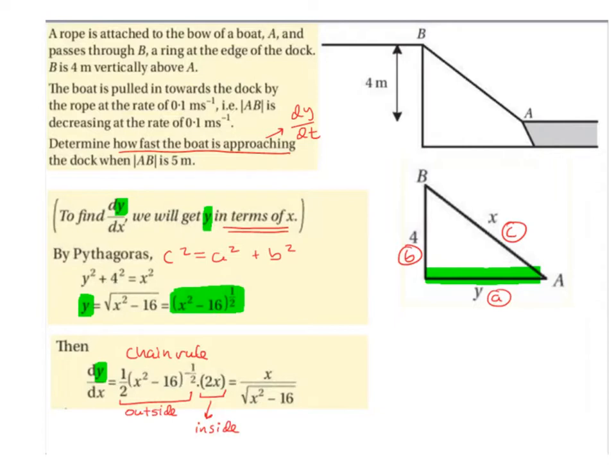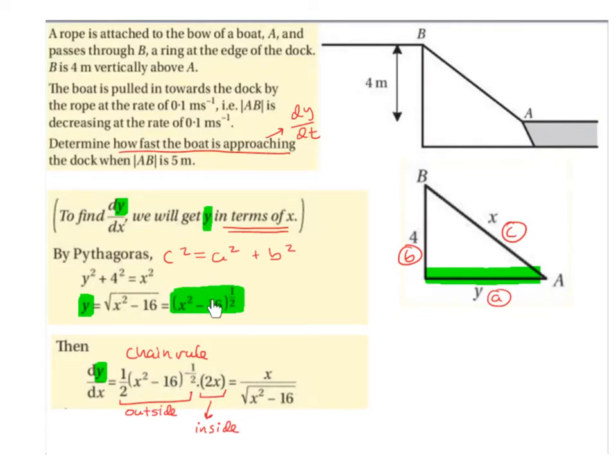So we're going to use the chain rule to work out dy dx. We're going to differentiate x squared minus 16 to the power of a half. So we use the chain rule, we differentiate the outside, so we bring the power down in front, and we reduce the power by 1. A half minus 1 is minus a half. So we have a half times x squared minus 16 to the power of minus a half. So we've differentiated the outside.